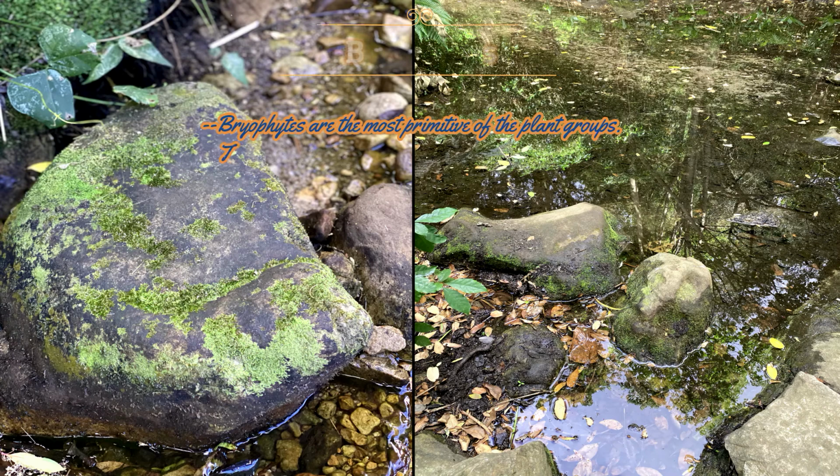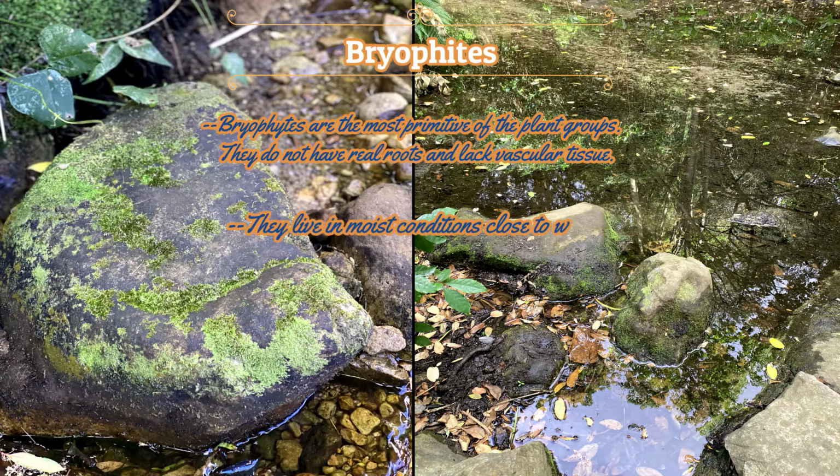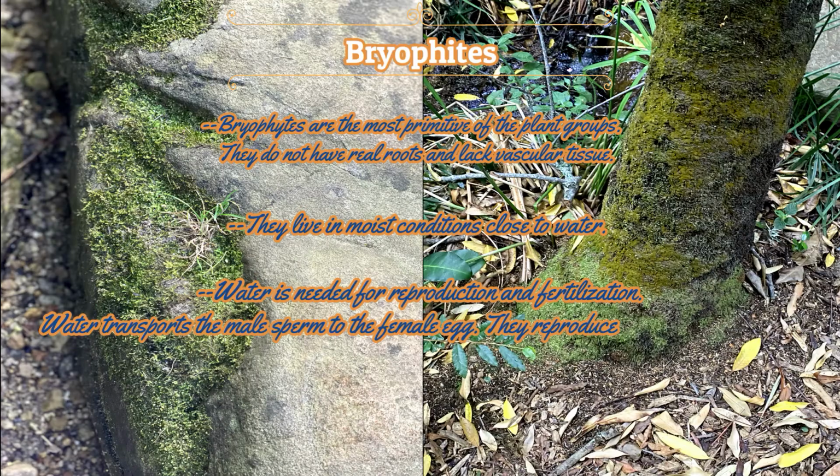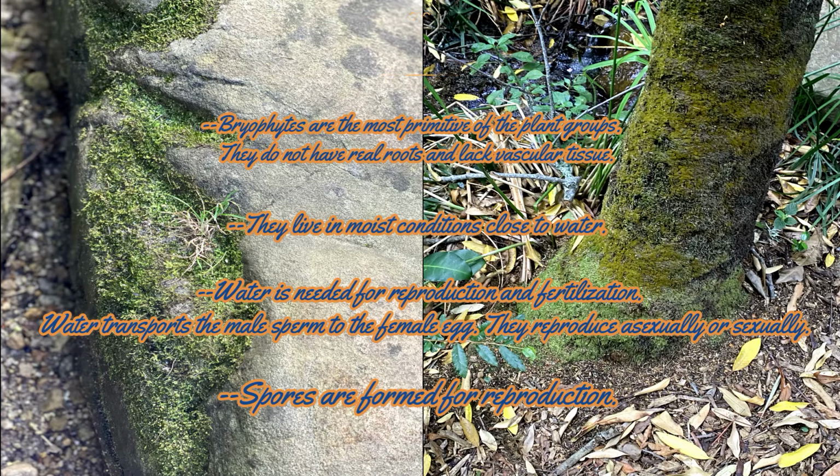Bryophytes. Bryophytes are the most primitive of the plant groups. They do not have real roots and lack vascular tissue. They live in moist conditions close to water. Water is needed for reproduction and fertilization. Water transports the male sperm to the female egg. They reproduce asexually or sexually. Spores are formed for reproduction.